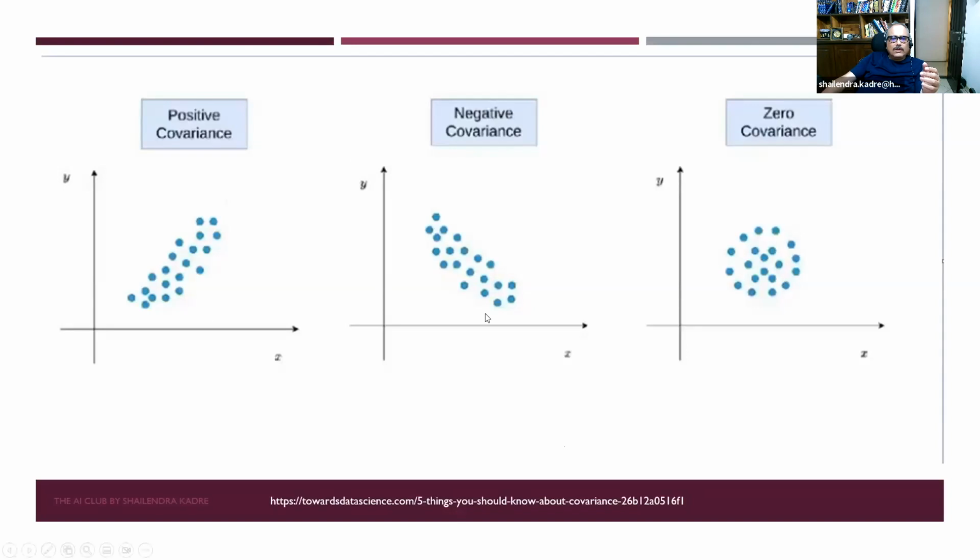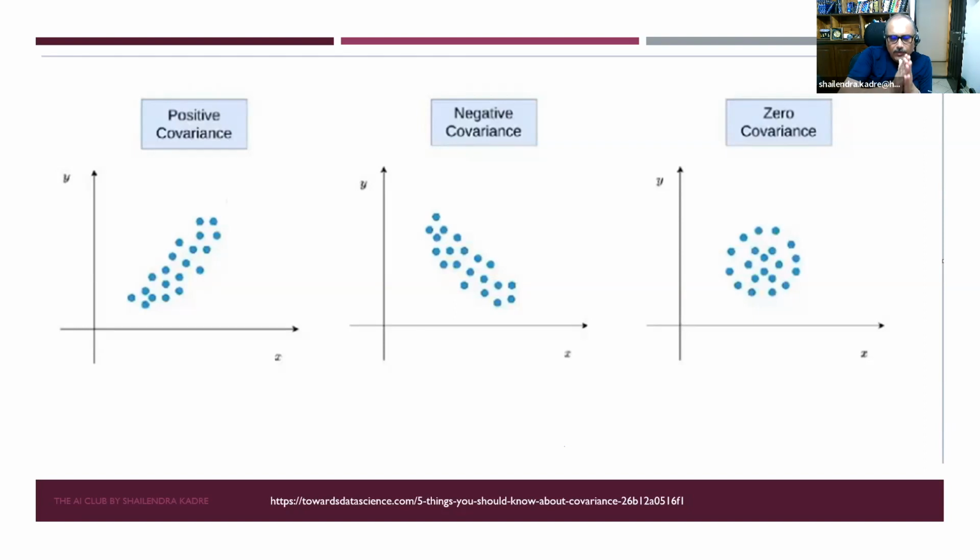Okay. So now I have plotted a couple more graphs so that you understand what kind of covariance each shows. Positive covariance means I'm increasing x, y is also increasing. See, it's an increasing straight line. Negative covariance means x I am increasing, y is decreasing. And here it is randomly distributed, the circle is making a random distribution. So it is zero covariance.